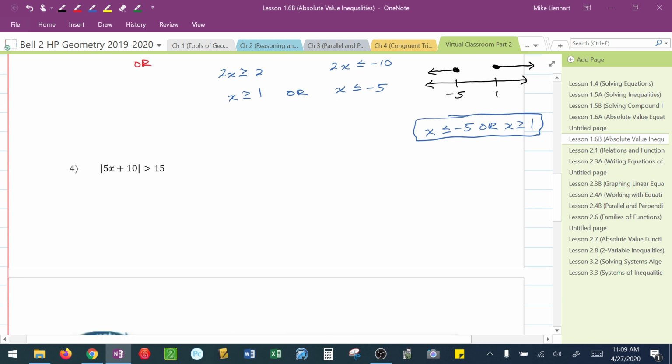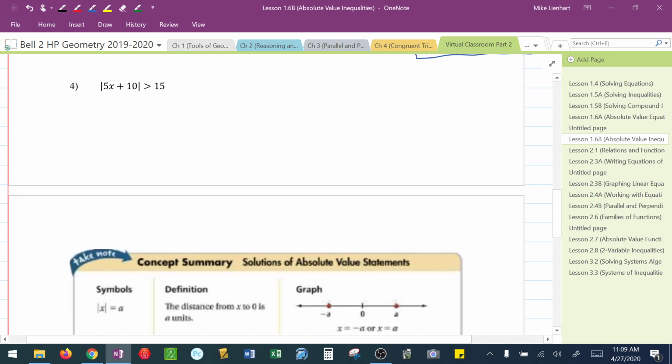Solution. All right, let's try number 4 here. It says the absolute value of 5x plus 10 is greater than 15. Again, we didn't see any examples where we had to solve for the absolute value. It was already by itself. If there's any numbers outside the absolute value, I have to get them to the other side of the equation first. All right, this indicates to me that this is an or.